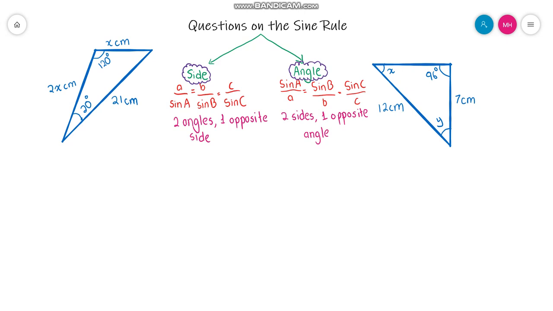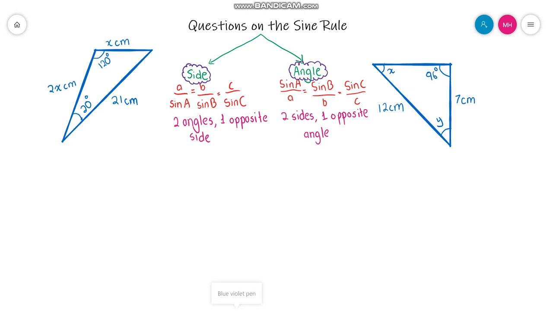For calculating a side, it basically states that the side over the sine of the angle that is opposite to that side is equal to any other side over the sine of an angle that is opposite to that side. For an angle, it's the same thing. You just have to flip it upside down and you get sine of an angle over the side that is opposite to it is equal to any other sine of an angle over the side that is opposite to it.